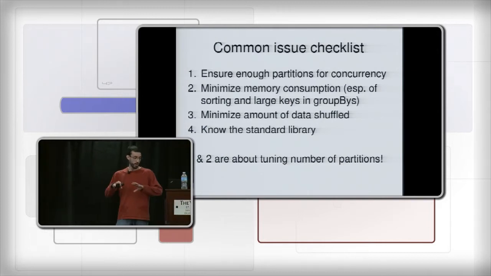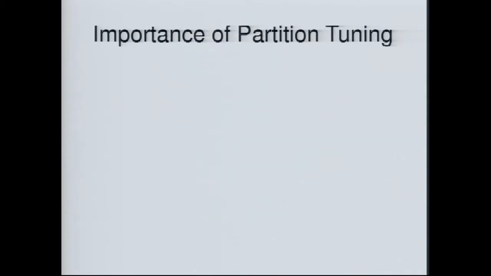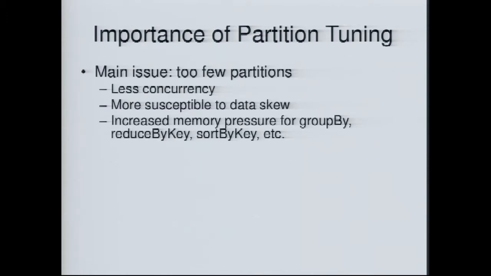So I'm going to dig a little deeper into a couple of these. 1 and 2 here are about tuning the number of partitions. So let's talk about this. This actually comes up a lot. When we talk about Spark, we need to think, not too much, but this is a pretty easy analysis, about the number of partitions we're working over. The first problem that you might run into is having too few partitions, like we did in this example, and you have less concurrency than you might want. You're more susceptible to data skew.